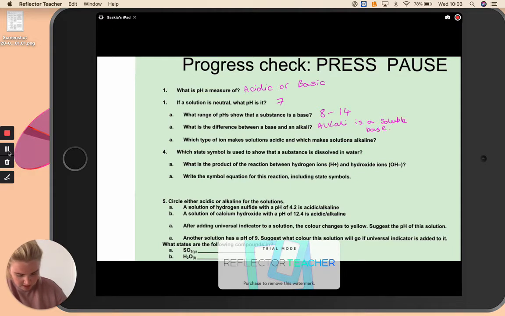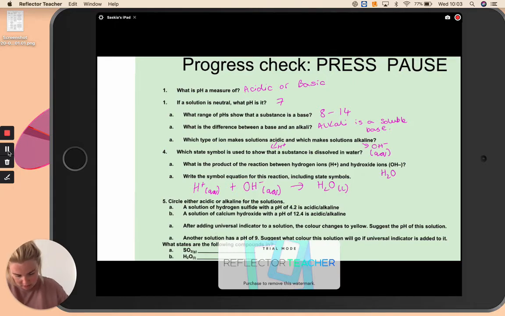What type of ions makes solutions acidic? H+ ions, and then alkali would be OH- ions. What state symbol is used to show substances dissolved in water? That's brackets aq, which would be aqueous. What is the product of the reaction between H+ ions and OH- ions? That would be H2O. Write a symbol equation for this reaction including state symbols. So you've got your acid, which would be H+ ions, which is aqueous, plus OH- ions, which is your base or your alkali, and then that makes H2O, which is a liquid.